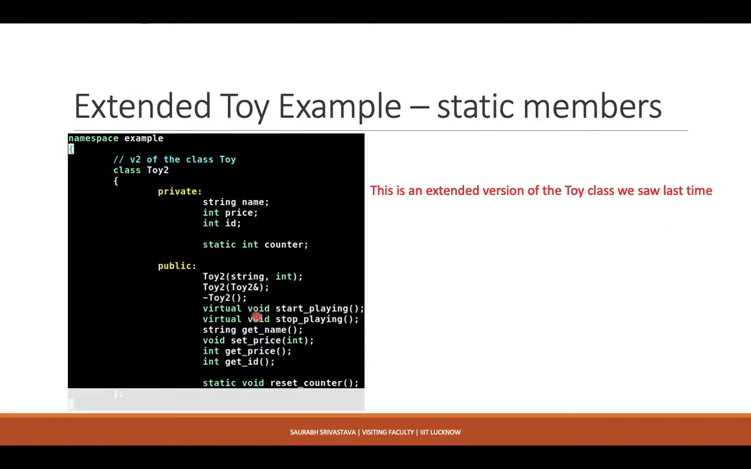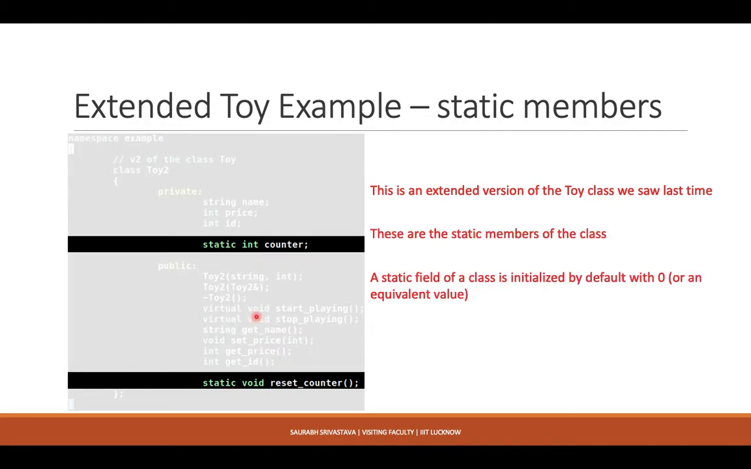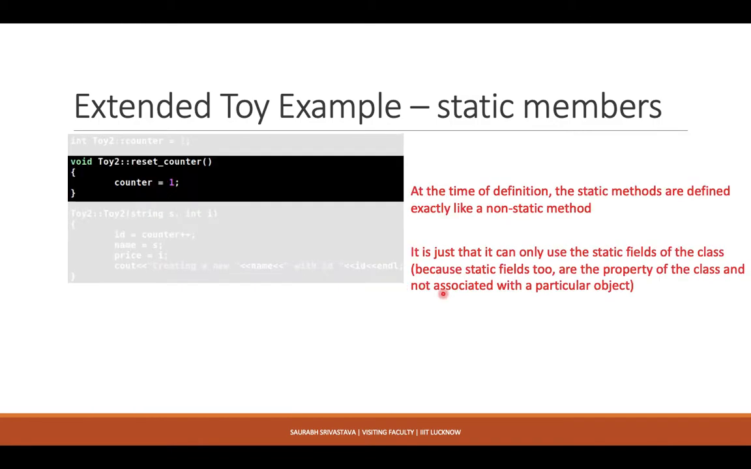So this is the same toy example. I have extended it a little bit, but here I have two static members. There is a member called counter, and there is a method called reset counter, right? One more thing that you should know is that static members are initialized by default with a zero. So zero, as in if it is an integer, it is zero. Otherwise, it's the zero equivalents of whatever there are in the different data types.